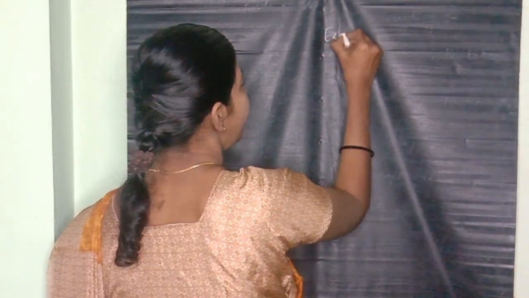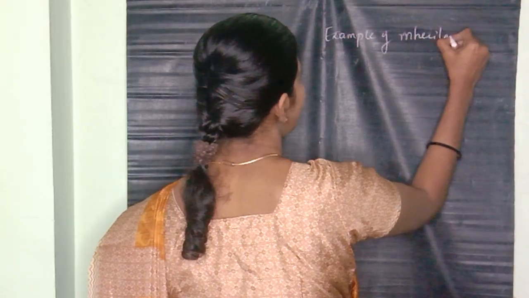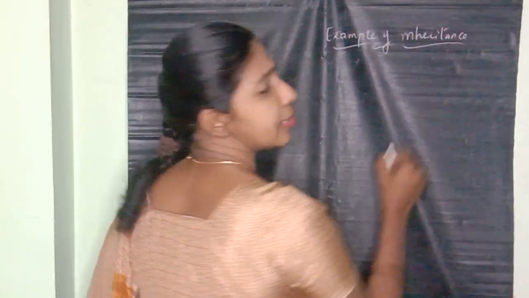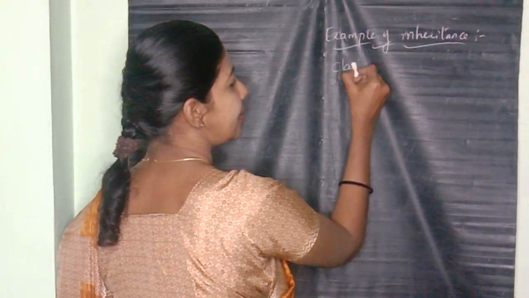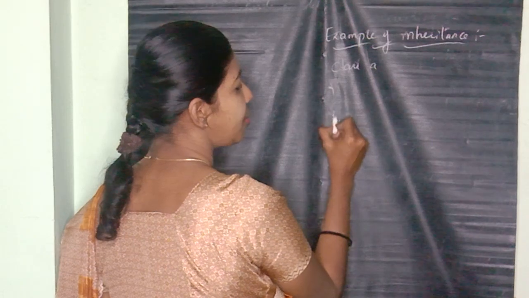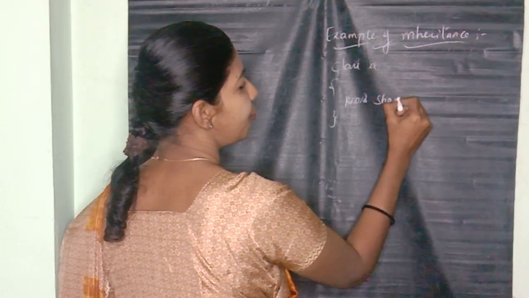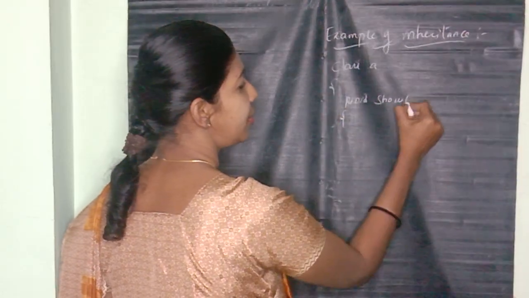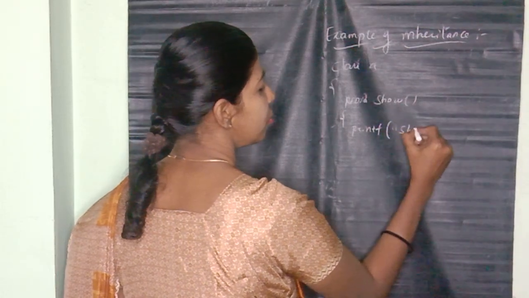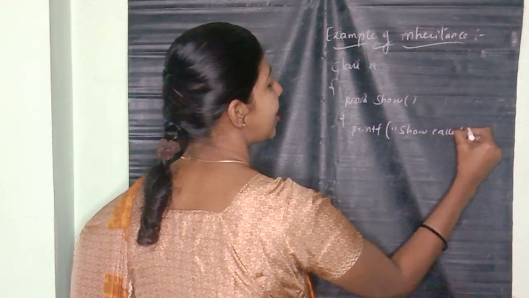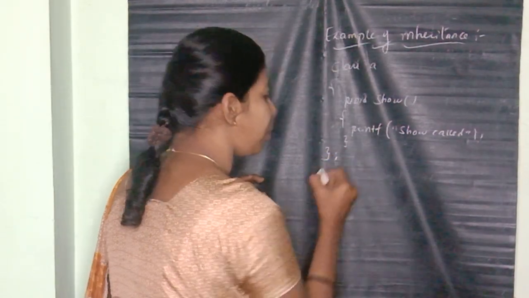Example of inheritance concept. Give the class name, then void add and void show, giving the function names. In show, you give one printf statement inside brackets, closing the bracket with a semicolon.